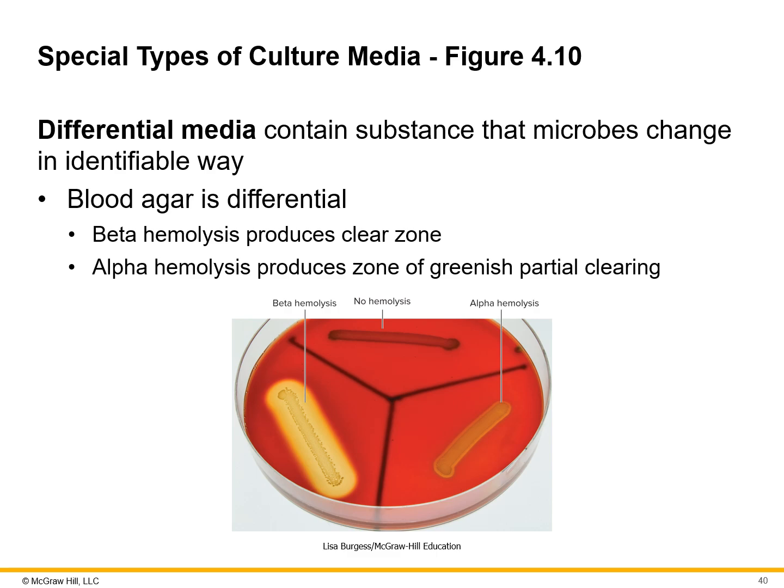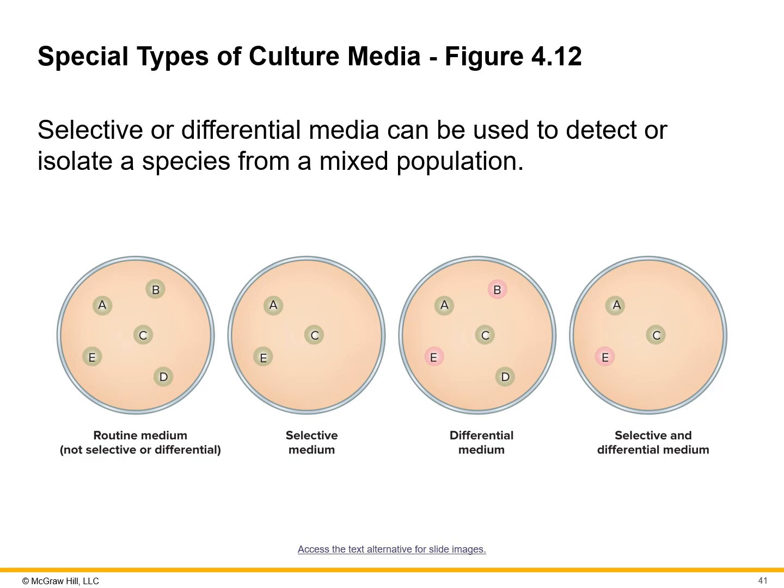So obviously, we're not going to use blood agar when we're looking for intestinal bacteria. We're going to use blood agar when we are suspecting bacteria that have the ability for hemolysis. And this is just a visual representation in your book.